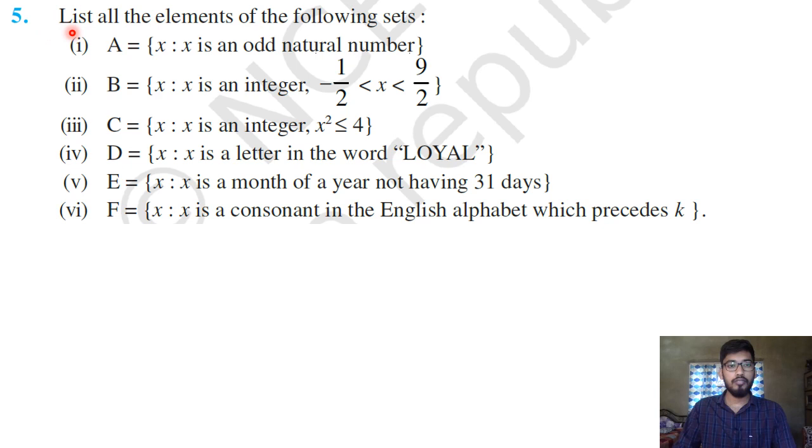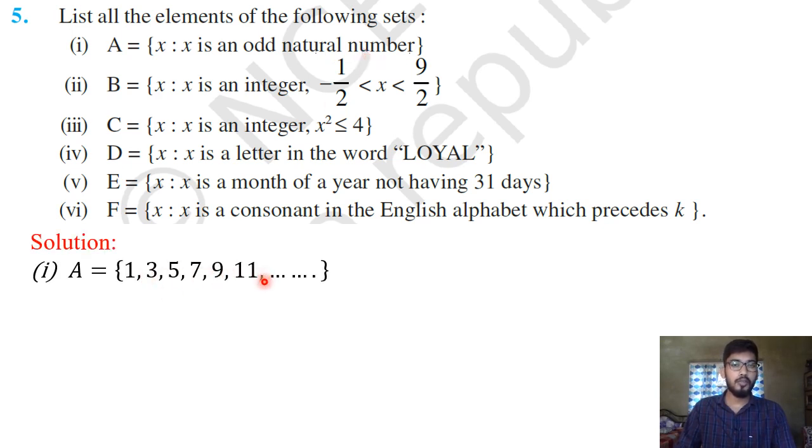Next question number 5: list all the elements of the following sets. Here the sets are given in set builder format, so we have to write them in tabular format. Number 1: x such that x is an odd natural number. Odd natural numbers means 1, 3, 5, 7 and so on. Next: x such that x is an integer, minus half less than x less than 9 by 2. So minus half means minus 0.5 and 9 by 2 means 4.5. We have to write the integers between minus 0.5 and 4.5.